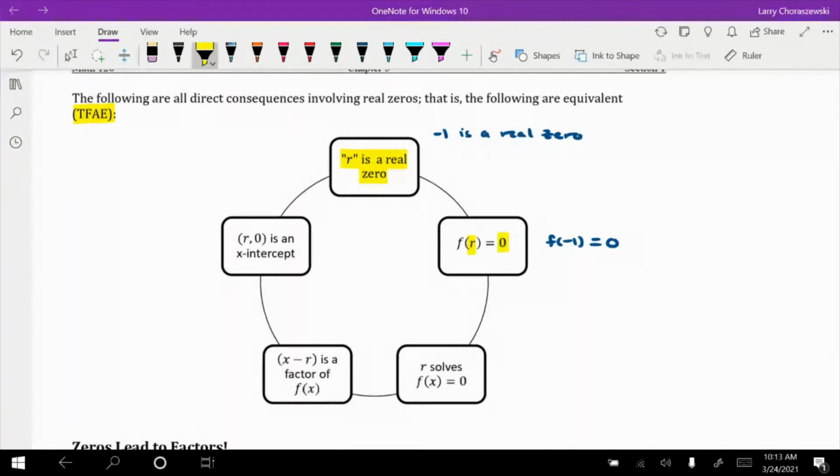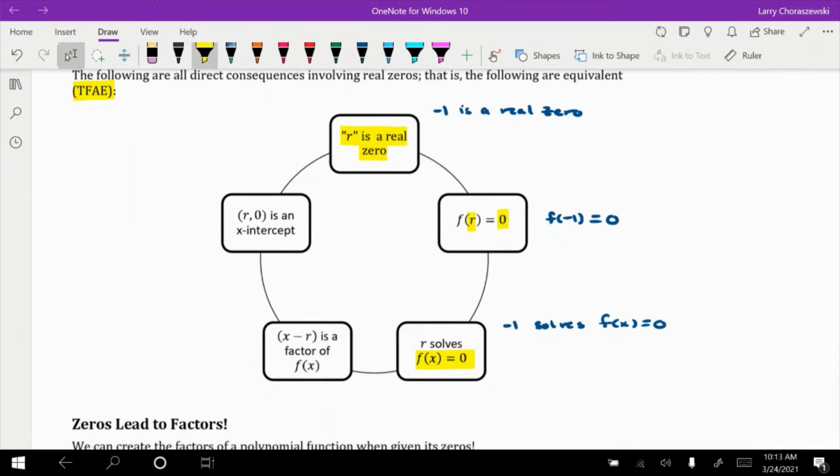It would also mean that -1 solves the equation f of x equals 0. So we could say -1 solves f of x equals 0. Okay, it would be a solution to the equation that we can form by setting the function equal to 0. And this will be important for sections 3 and 4. It also means x minus that number is a factor of f of x.